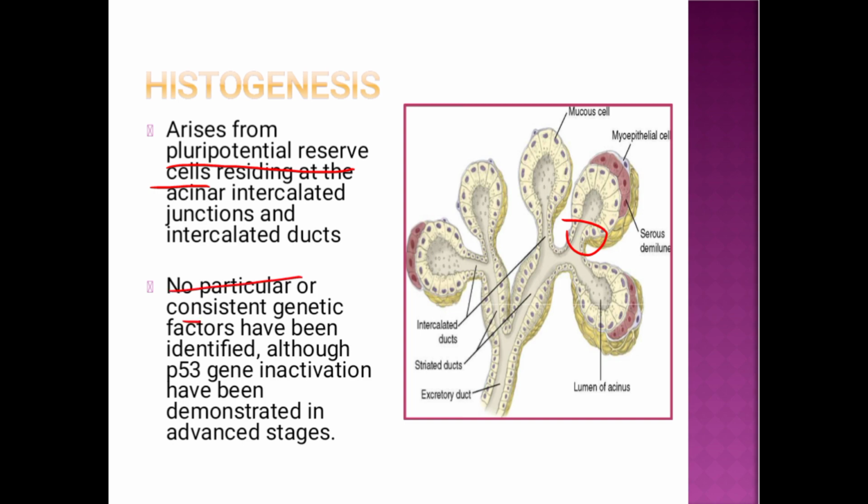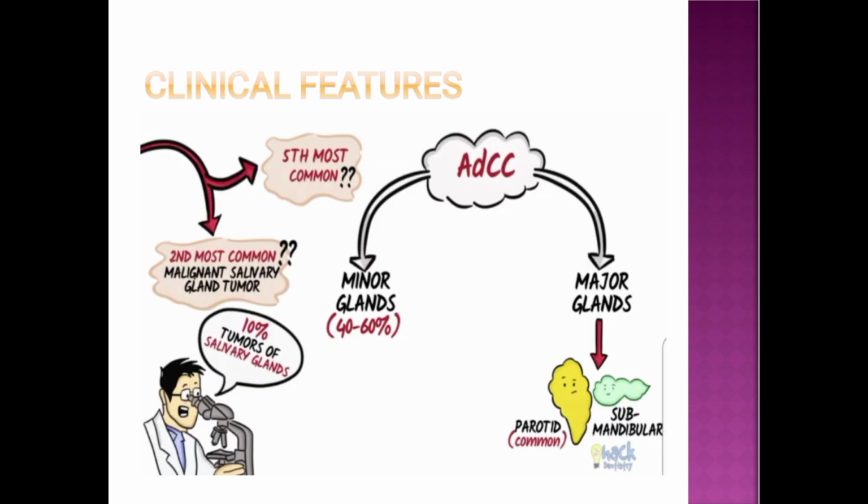No particularly consistent genetic factors have been identified, although P53 gene inactivation has been seen in advanced stages. P53 is a tumor suppressor gene, and this gene detects damaged or abnormal DNA, due to which the cell does not complete its cell cycle. So they are saying that in advanced stages of this carcinoma, this gene becomes inactive.